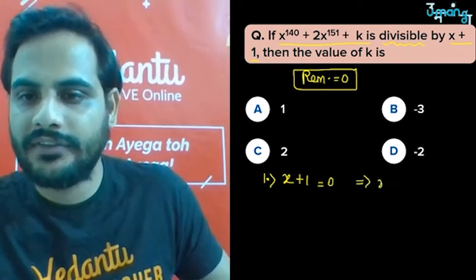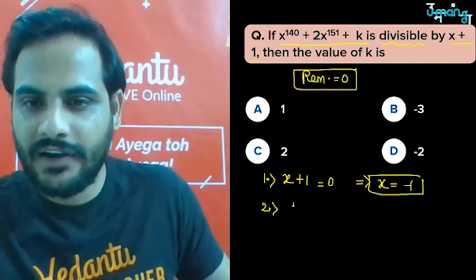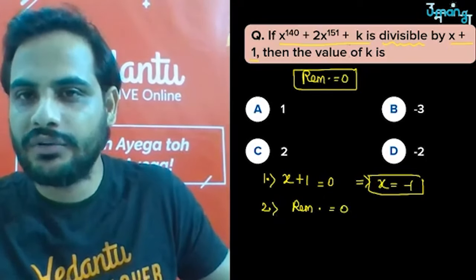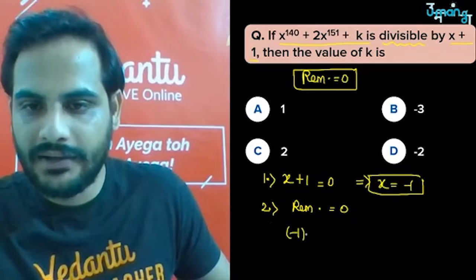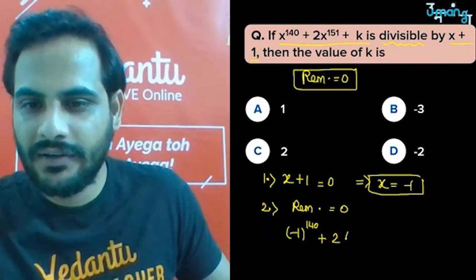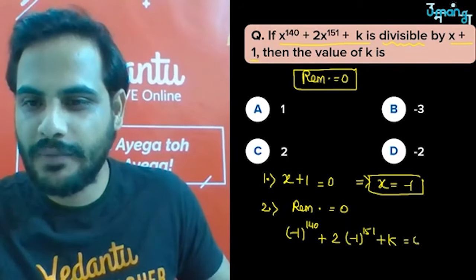So you are getting x is equal to minus 1. Now I know, beta, second step, that the remainder should be equal to 0, and the remainder according to this remainder theorem will be minus 1 raised to the power 140 plus 2 times minus 1 raised to the power 151 plus k, which should be equal to 0.